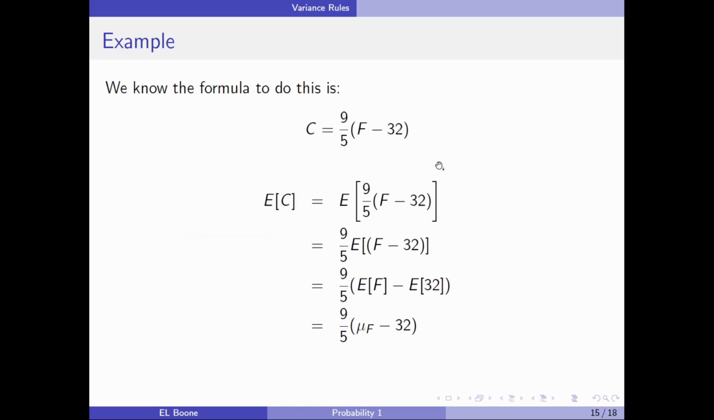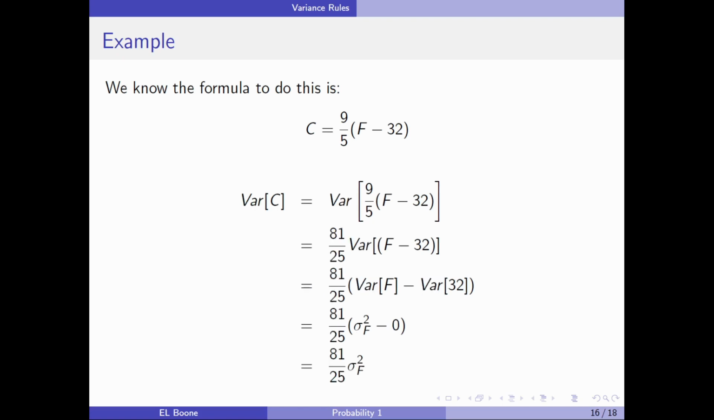So if I do this, all I do is take my formula here, drop it in expected value, apply my rules. This 9/5 is a constant, so I can pull it right out. And then I know that expectation goes across addition, and so I can move this in and across addition, and this is what I end up with. 9/5 times the mean of Fahrenheit minus 32, which is kind of what you would have thought it would be, okay? But the variance is not, okay? So let's go do the variance next.